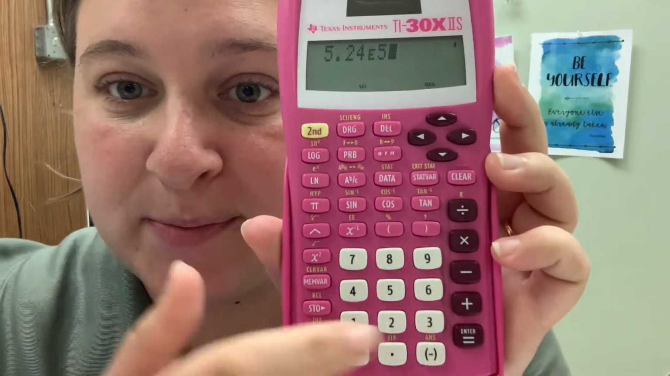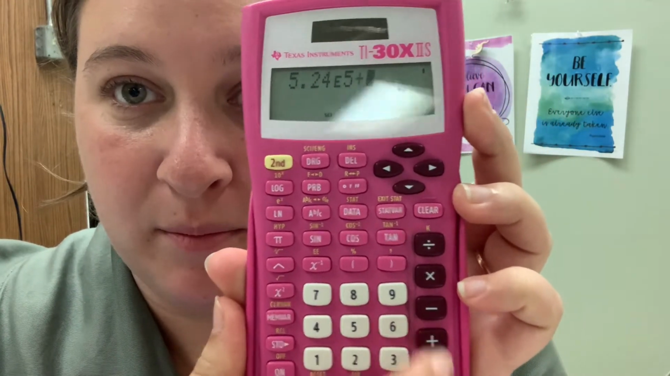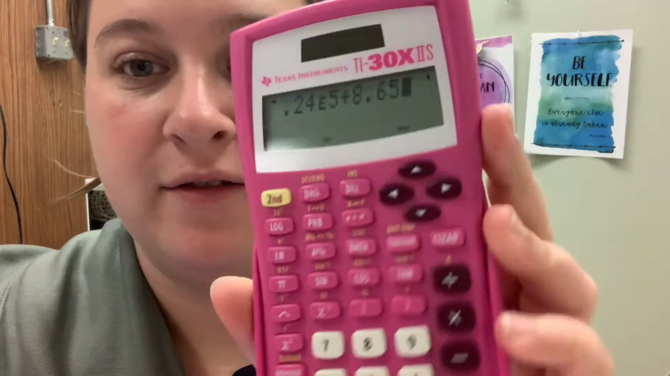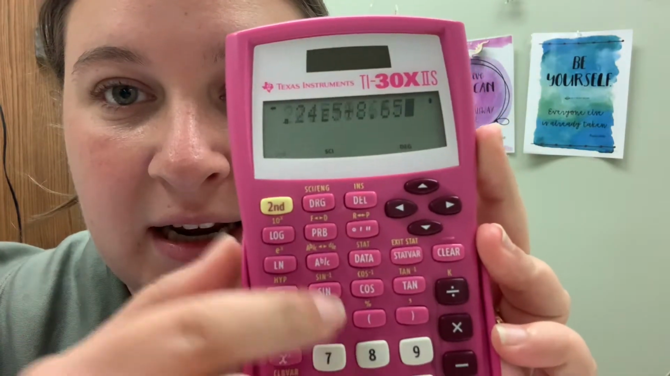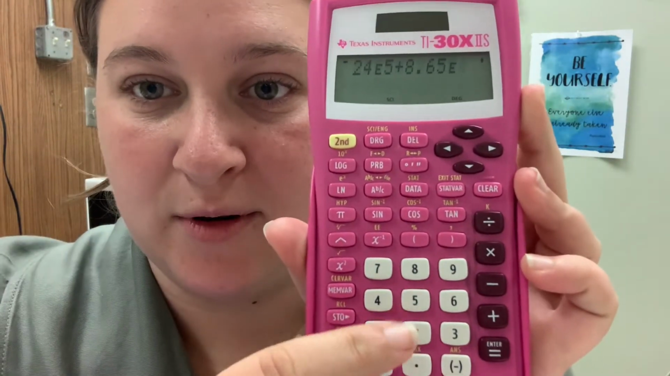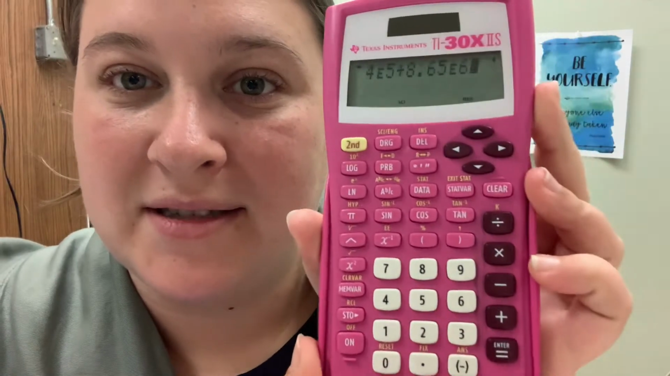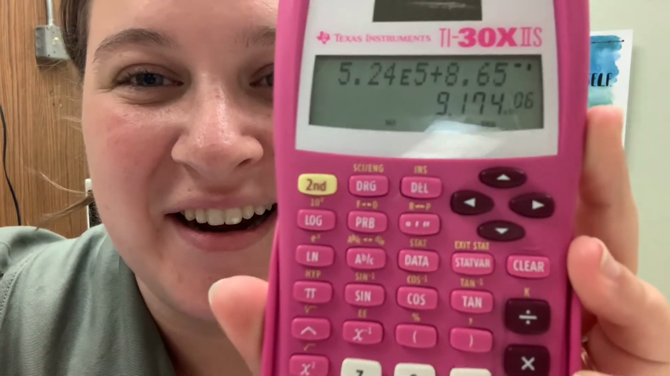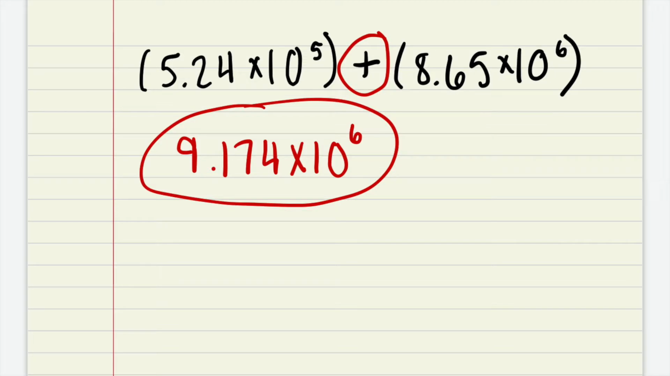Now this problem is plus, so we're going to press the plus button and then type in our second number, 8.65. Second E is times 10, and then our exponent is 6. So then we're going to press enter. Here's our answer here. It is 9.174 times 10 to the 6th.